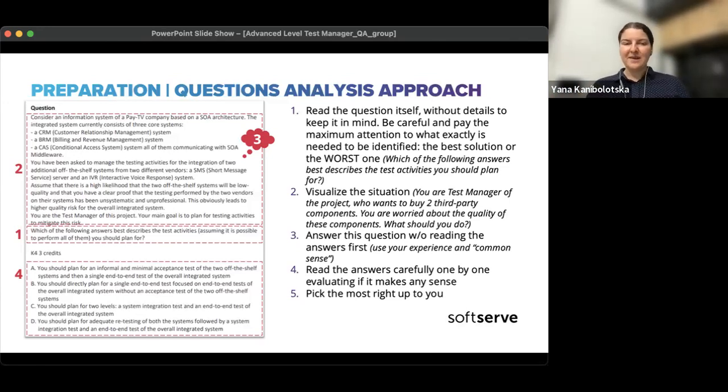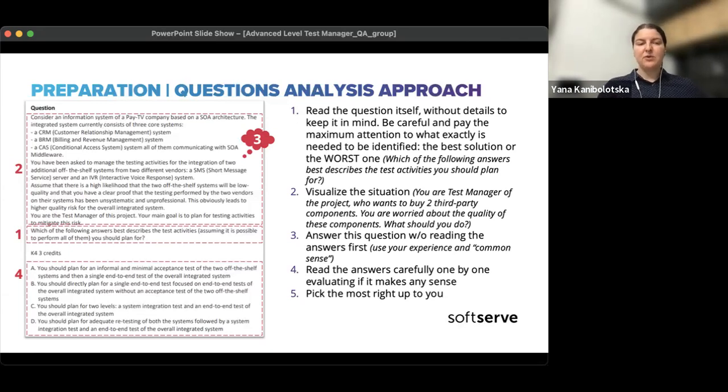So start by reading the question. The question itself I highlighted here as the first. So the question here will be: which of the following answers best describes the test activities you should plan for?